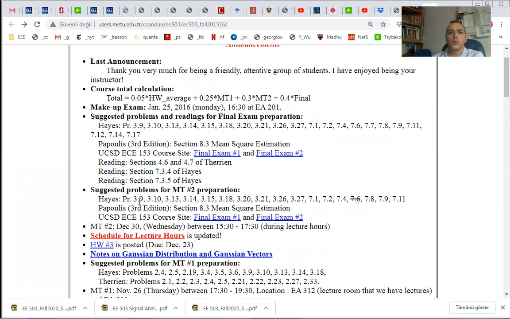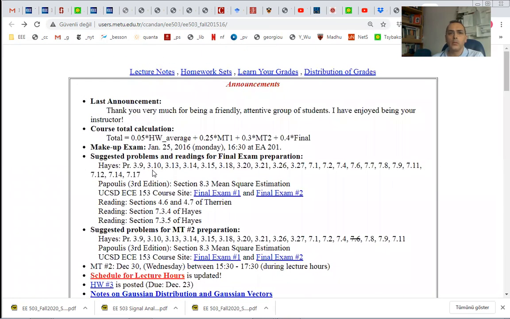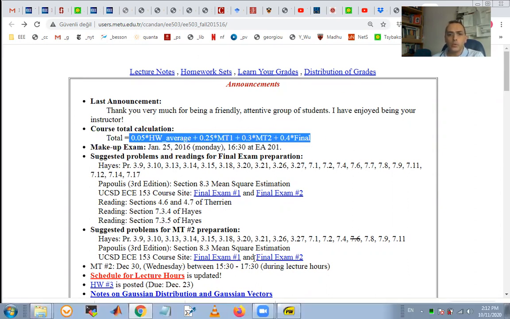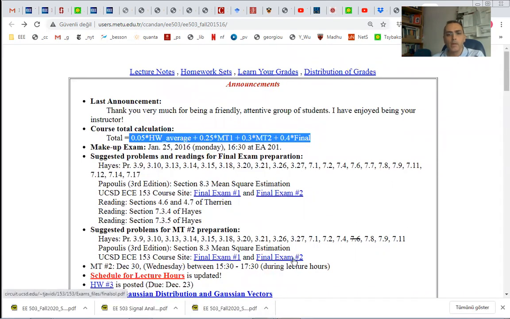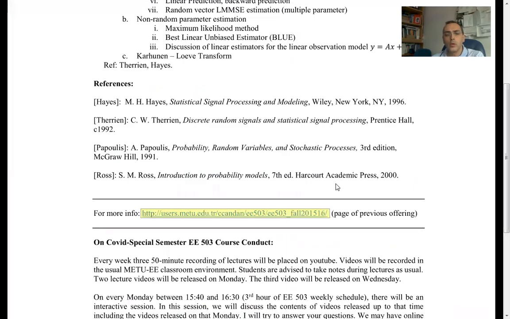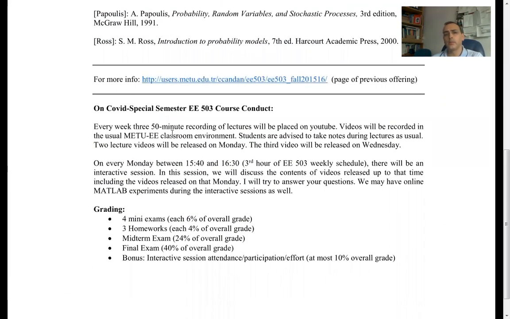You can look at the course progress over here, and that is it. In the earlier years, we had, for example, course grading in standard form, midterms, homeworks, etc. But this is a very special semester, as you can imagine. So let's go back to the syllabus. We have a special course conduct.